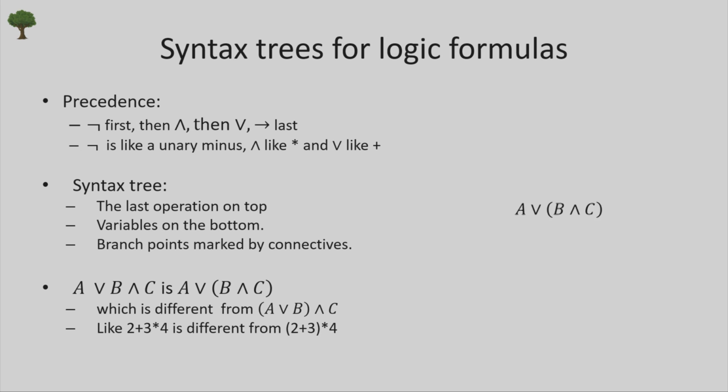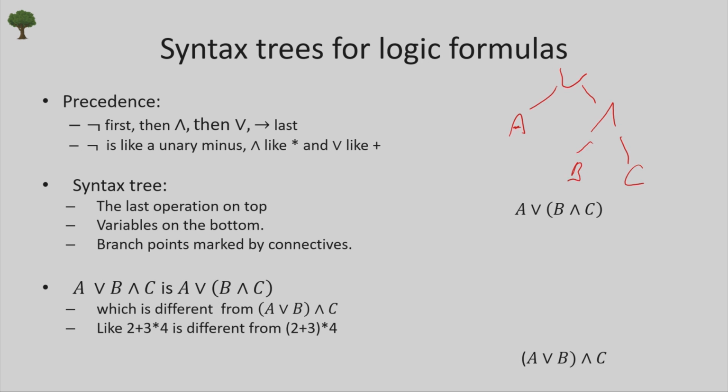So, for example, let's look at a tree for A or B and C. So the very last thing we will do is an OR. It behaves like a plus. And it's an OR of two things, one of which is A. And the second one is an AND of two things. The first one is B, and the second one is C.